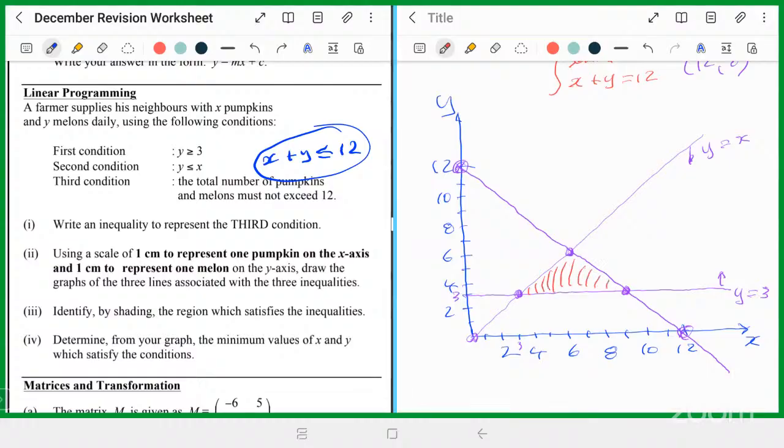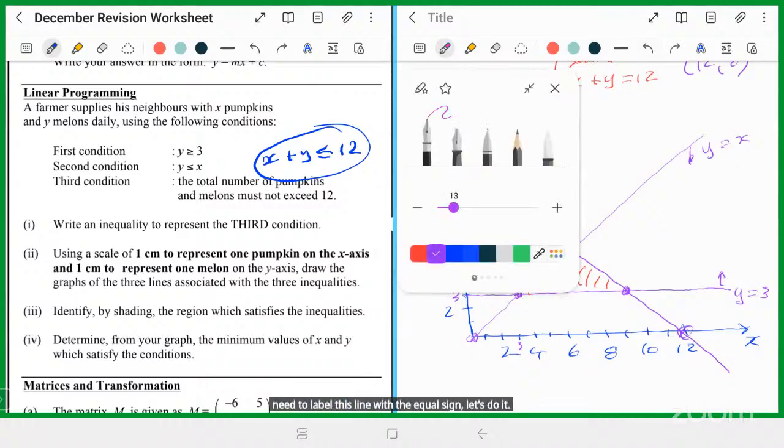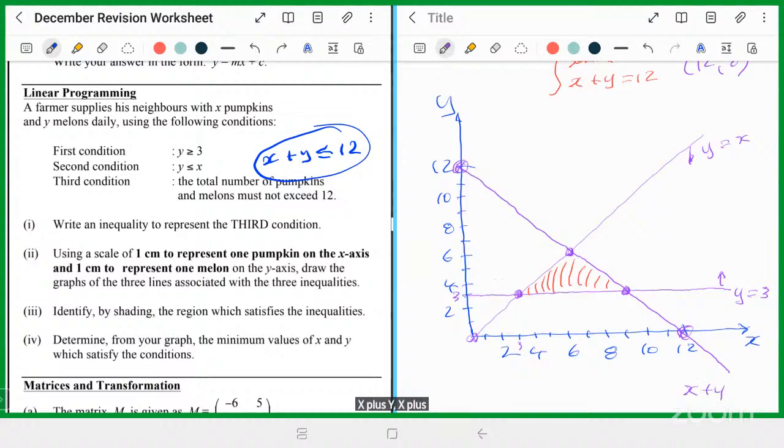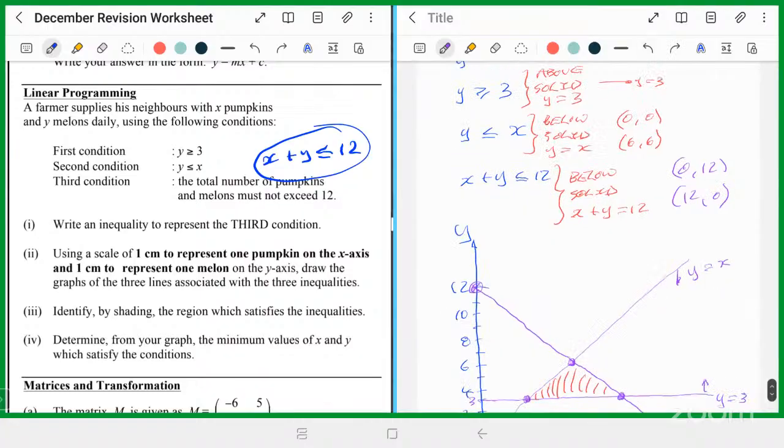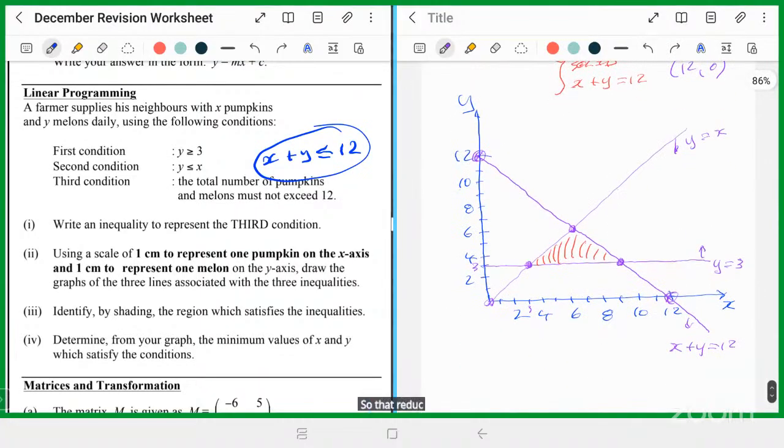And because then, we need to label this line with the equal sign. Let's do it. X plus y equals 12. I want below this line. See, below that line. So that red region is the region that we want. All right. This question is quite simple.